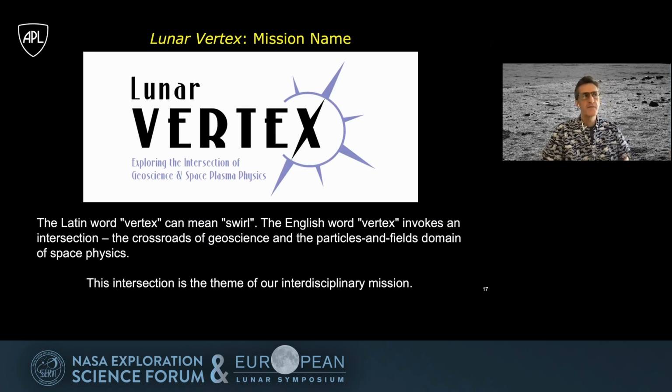Just something about the mission's name. In Latin, the word vertex can mean swirl or whirlpool or vortex. But in English, a vertex is an intersection. So we see our mission as representing the crossroads of geoscience and the particles and fields domain of space physics. So we've got an interdisciplinary mission, and this intersection is our theme.